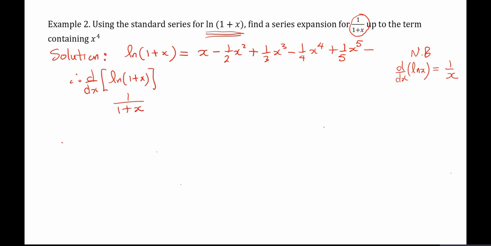Now, I've written it like that specifically. Why? Simply for you to realize that the derivative of ln of 1 plus x is 1 over 1 plus x, which answers the question of getting 1 over 1 plus x. But if I find the derivative of the left-hand side, I have to find the derivative of the entire right-hand side. So I'll have to find the derivative of the individual terms of the right-hand side. In other words, the derivative term by term.